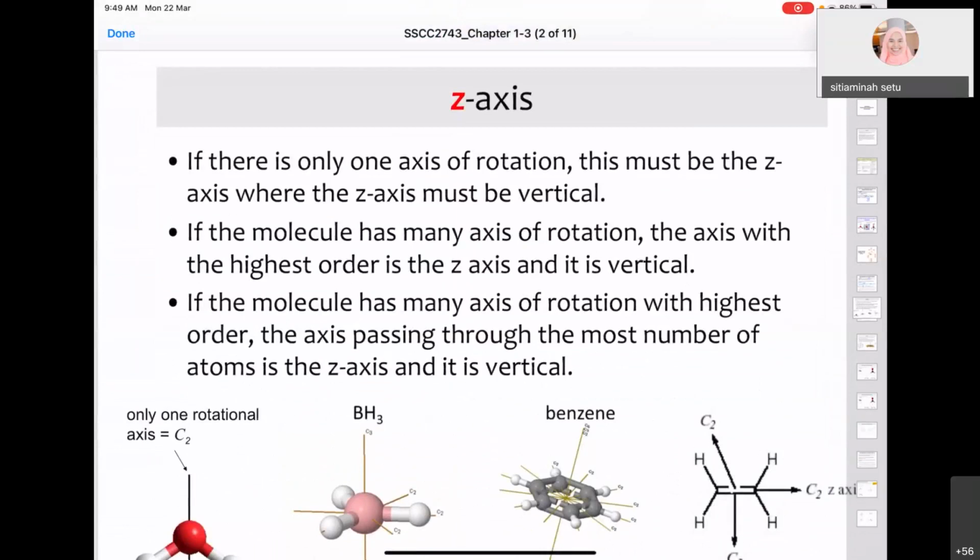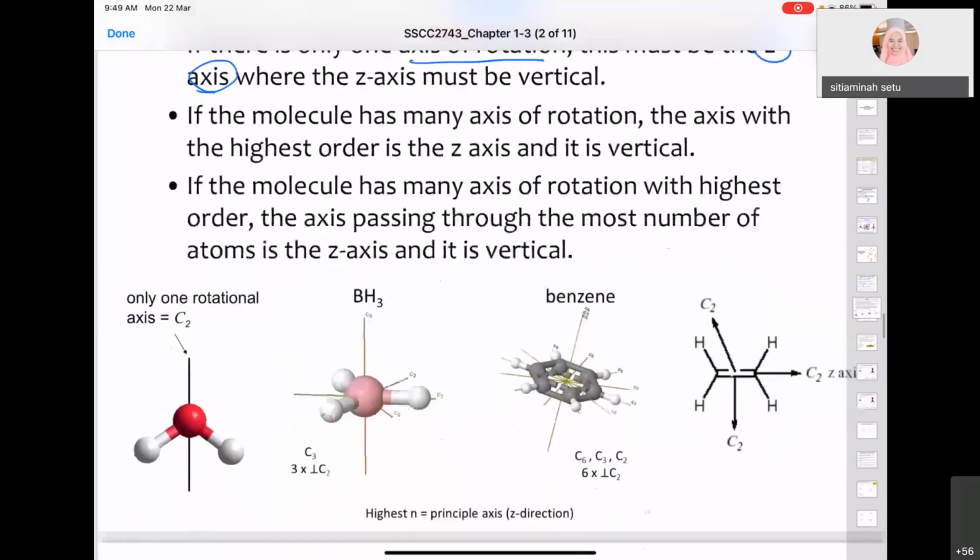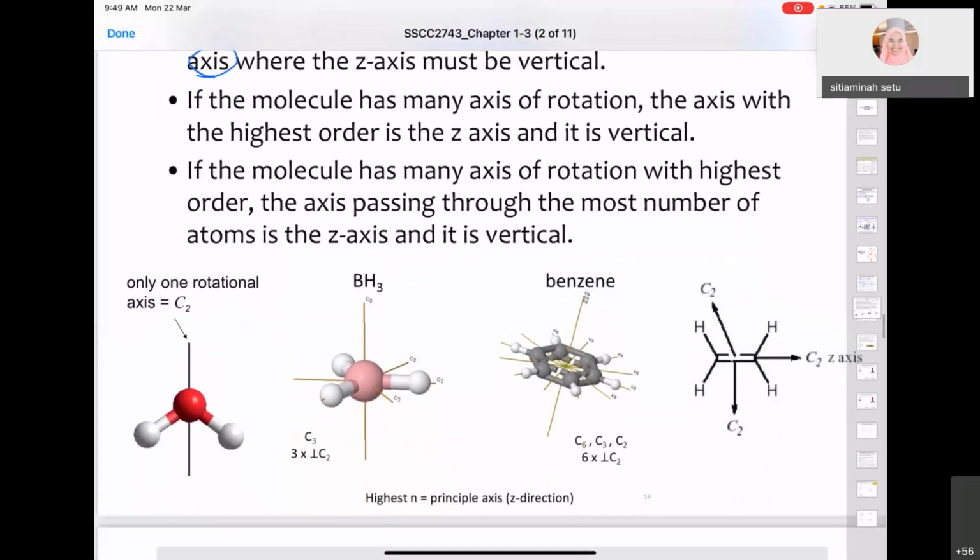So kita tengok dulu the Z axis. Okay, ini yang paling penting. Z axis kita kena tentukan dulu. Okay, Z axis dia punya rules dia, okay, if there is only one axis of rotation, kalau cuma ada satu axis of rotation, so this must be the Z axis. Okay. Contoh kalau kita tengok water, water molecule. So water dia cuma ada C2 rotation, kan dia cuma ada C2.